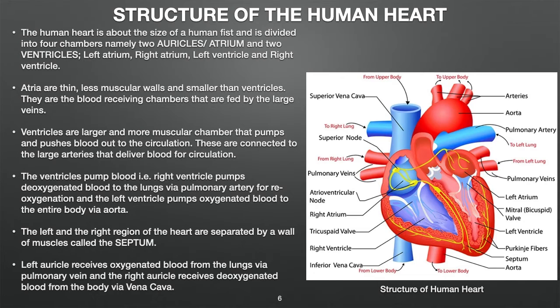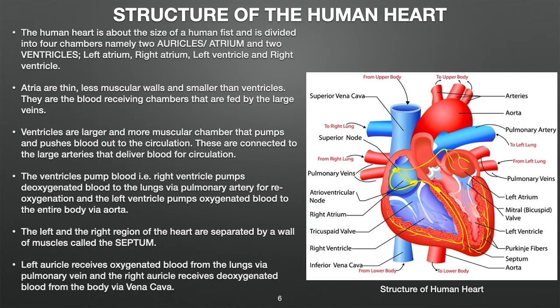So there are two atria, that is the left atrium and the right atrium, and there are two ventricles, the left ventricle and the right ventricle. Atria are present at the upper region, and the ventricles are positioned downwards.